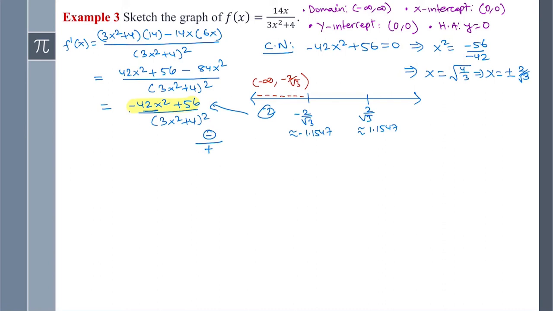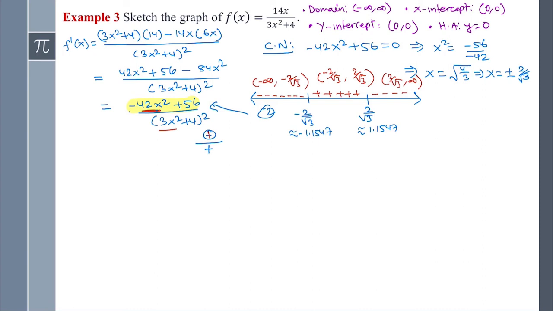Similarly, for the middle one, if we take 0 and put it in, we get 0 plus 56, which is positive in the numerator, and the denominator is always positive, so we get a positive number here. Similarly, if we take a number from here, maybe 2, it's the same as negative 2 because we are squaring it, and we get a negative number here. So on the interval negative 2 over square root of 3 to 2 over square root of 3, the function is increasing. And from 2 over square root of 3 to infinity, the function is decreasing.